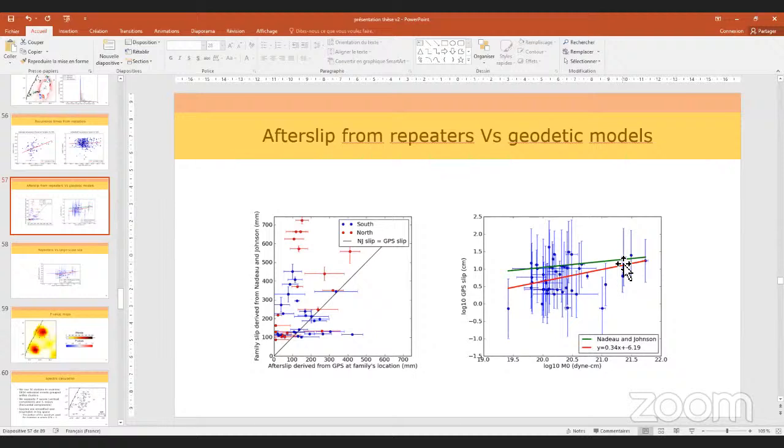Okay. It's compatible with what you observe. It's a slightly different idea that I had in mind, but okay.